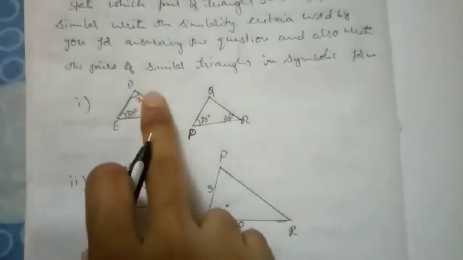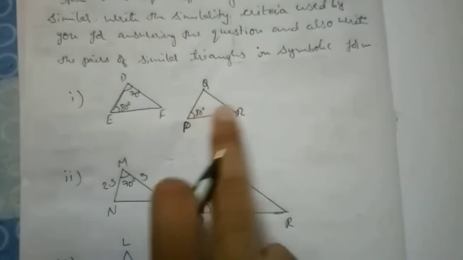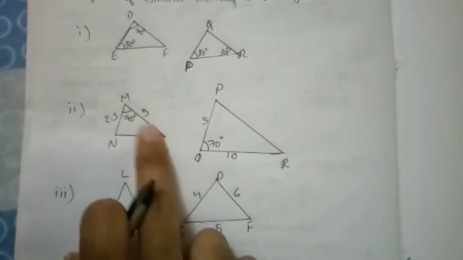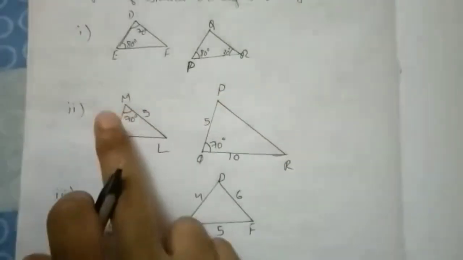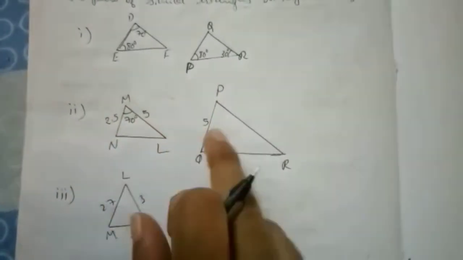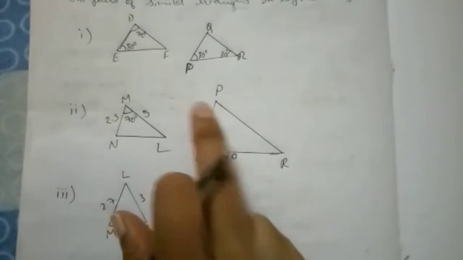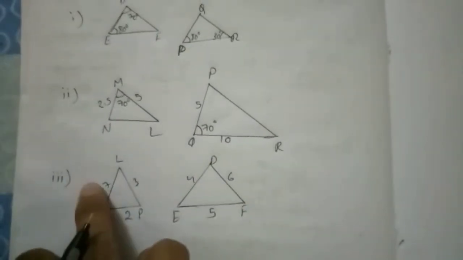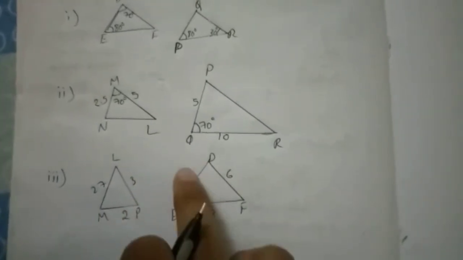So first one is triangle DEF and PQR. Here 70 degree, 80 degree. Here 80 degree and 30 degree. Next, second one, two triangles MNL and PQR. 2.5, 5, 70 degree. Here 70 degree, 5, 10. Third one, LMP and DEF. Here 4, 6, 5.